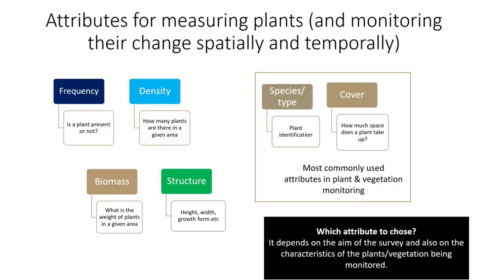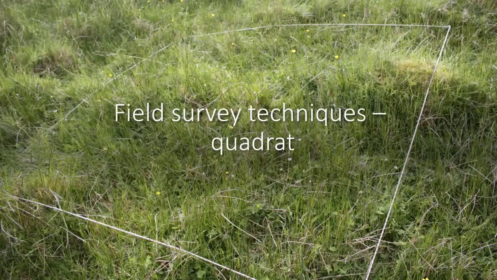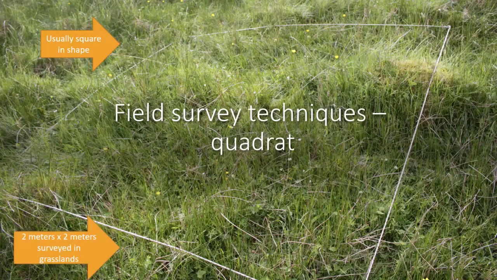So again, we're using what's typically done in ecology in terms of plants, and we're translating that into the acre scoring system. So here is a quadrat. This is generally the most common field survey technique. It's usually square, and in grasslands we're usually measuring 2 meters by 2 meters. That's just the common survey area.